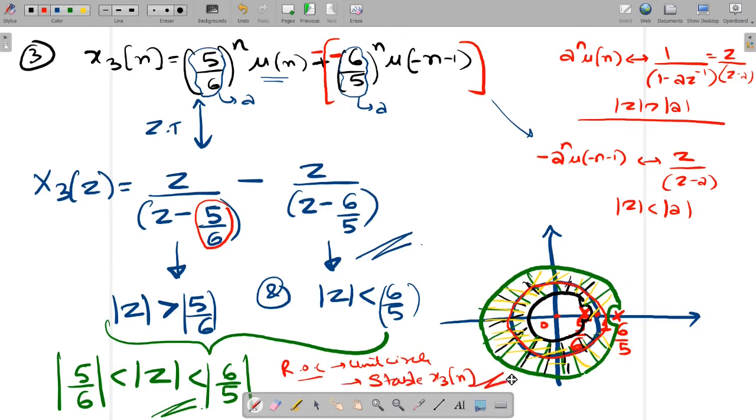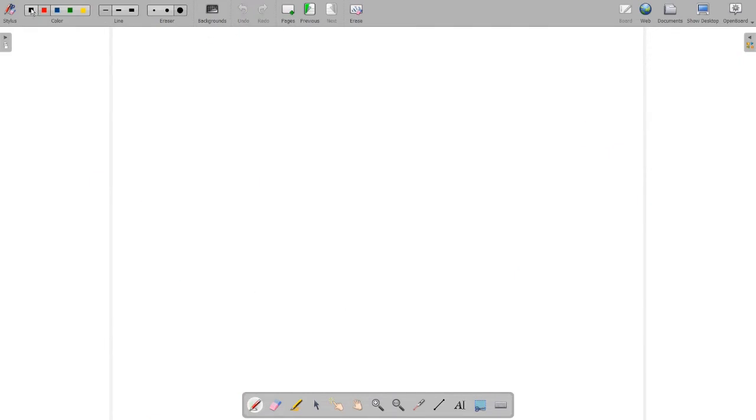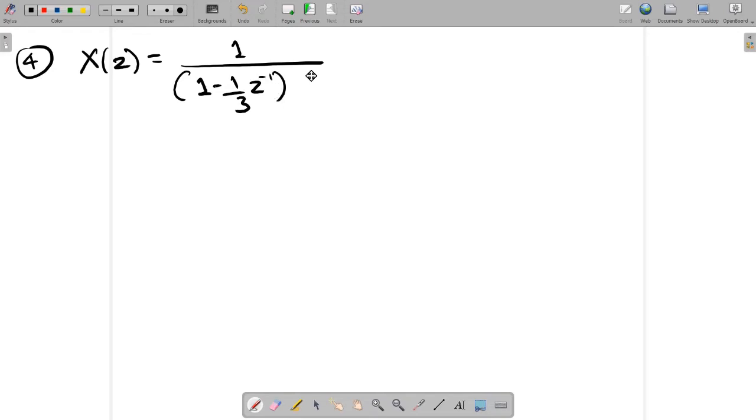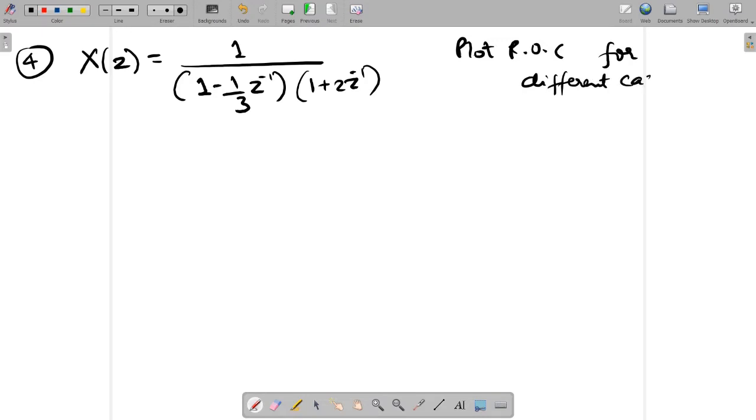Okay. Last sum for this. X of z is equal to 1 upon 1 minus 1 by 3 z inverse into 1 plus 2 z inverse. Plot ROC for different cases. You have to plot the ROC. That is the question. Plot the ROC for different cases and obtain x of n.